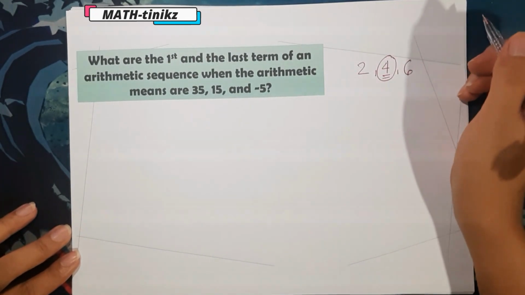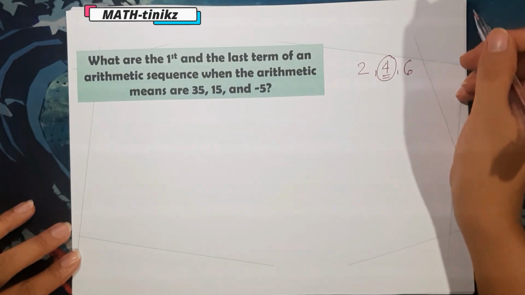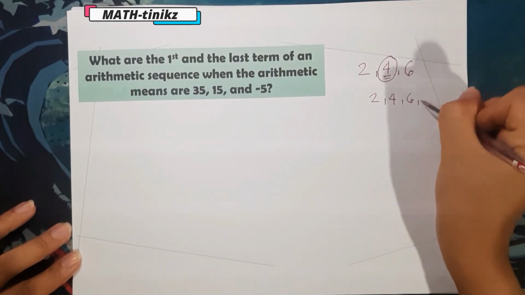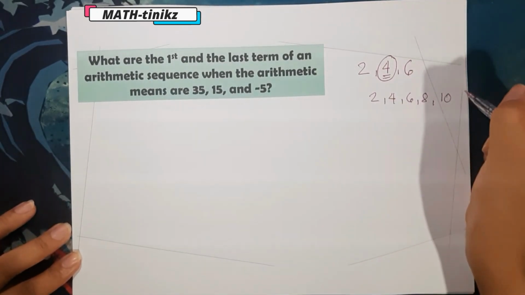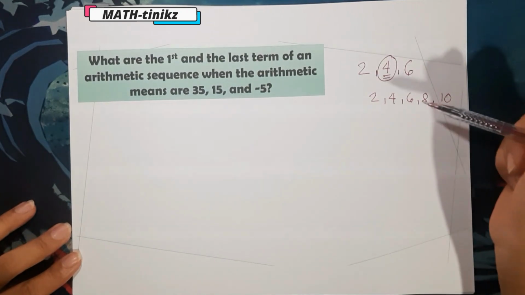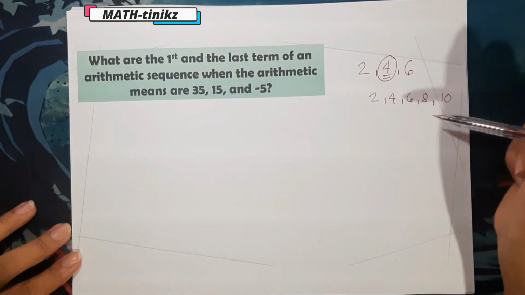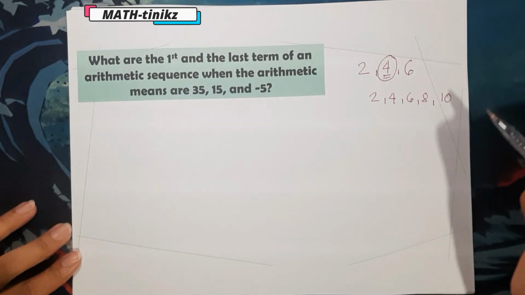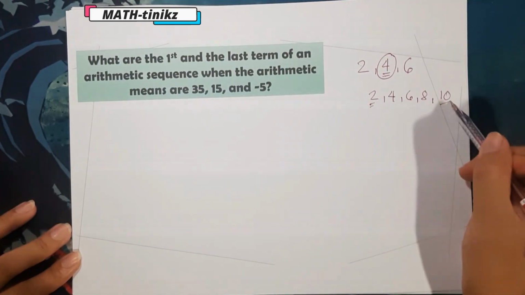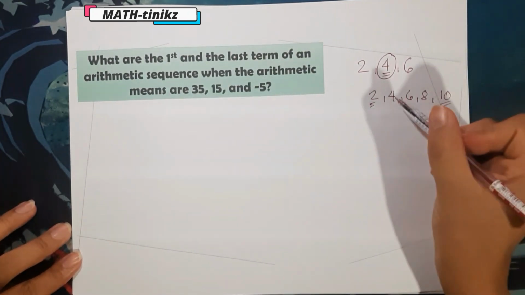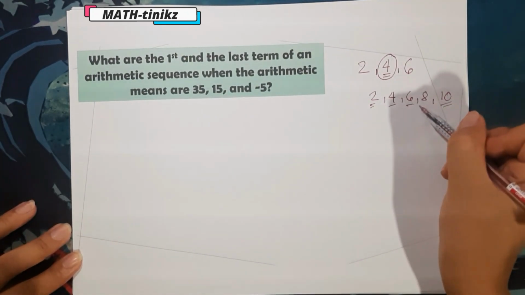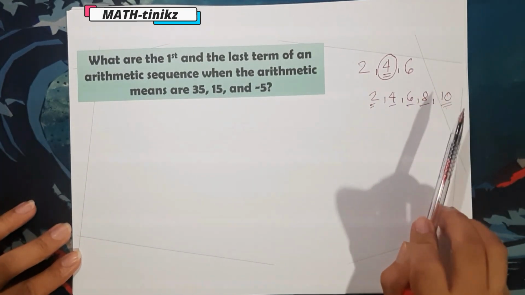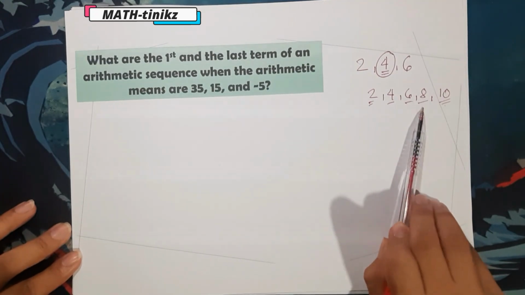Another example, kung marami ang arithmetic means. Example, 2, 4, 6, 8, and 10. What are the arithmetic means of 2 and 10? Sino daw yung arithmetic means nila? Sino ang nasa gitna ni 2 and 10? Sino-sino ba sila? Si 4, si 6, and 8. Therefore, the arithmetic means of 2 and 10 are 4, 6, 8.